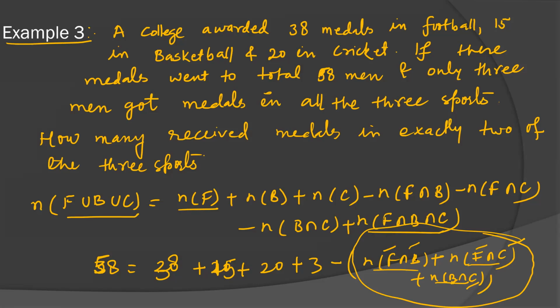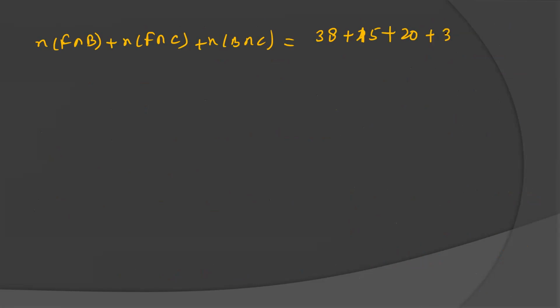So it will be football intersection basketball plus football intersection cricket plus basketball intersection cricket is equal to 38 plus 15 plus 20 plus 3 minus 58. So it will be, I think, 18. So 18 medals are received in exactly 2 sports: football or cricket, football or basketball, cricket or basketball.